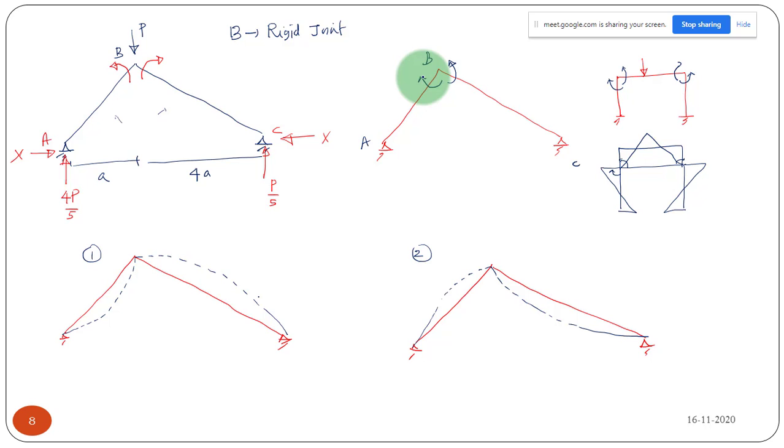Finally, what will be the conclusion? How will it deform? Should this member sag or should it hog? If it is sagging, it should sag as per this, but it is going opposite.